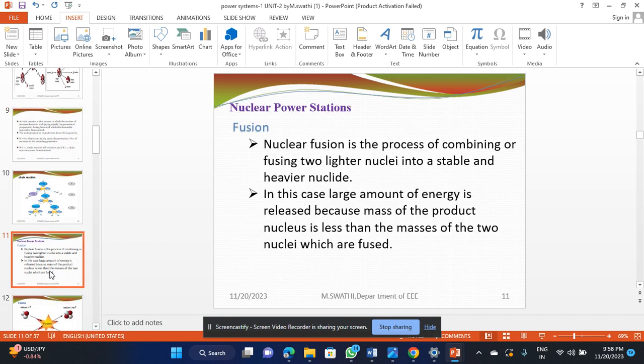Now you can see fusion. What is meant by the nuclear fusion process? It is the process of combining or fusing two lighter nuclei. When they are combined together, it releases a large amount of heat energy. The result is a stable and heavier nucleus. A large amount of heat energy is released because the mass of the product nucleus is less than the masses of the two nuclei which are fused.